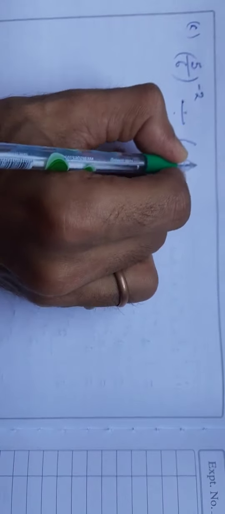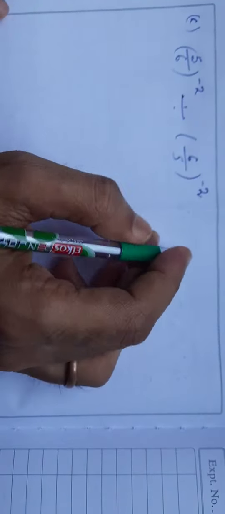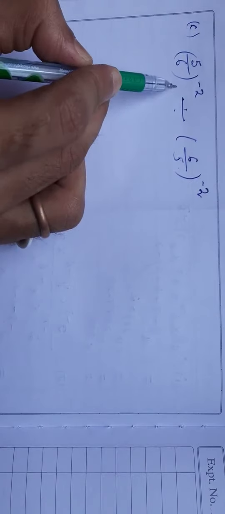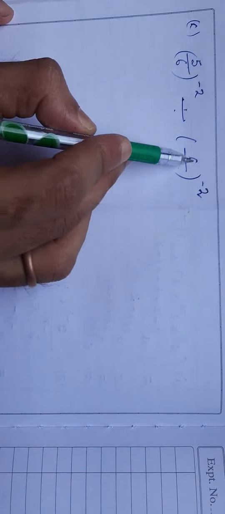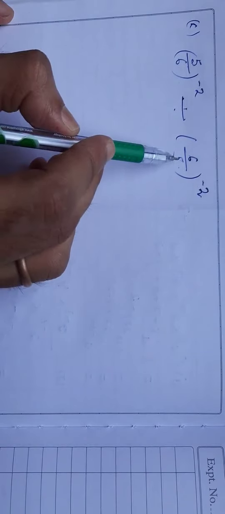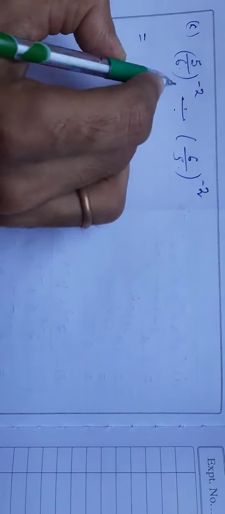Next question is 5 by 6 to the power minus 2 divided 6 by 5 to the power minus 2. Now here you see, here the bases are not same. These are unequal bases. Here it is 5 by 6, here it is 6 by 5. So we'll convert one of the bases so that it becomes equal to the other one. So let us convert the first base.